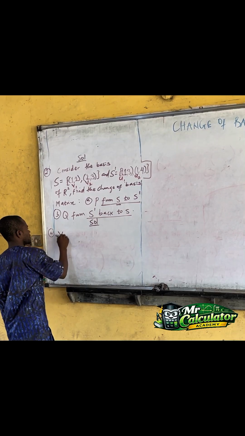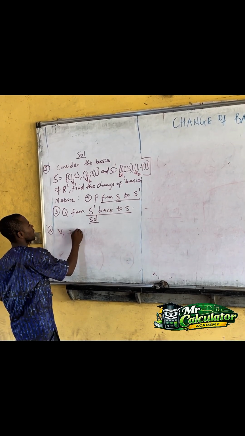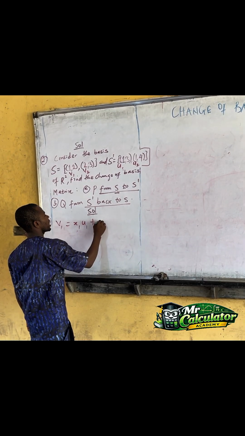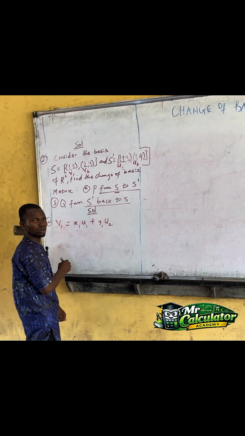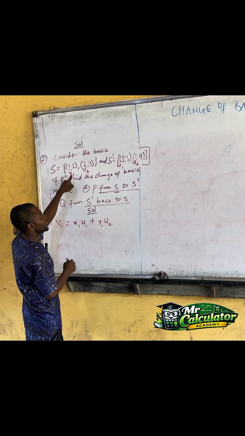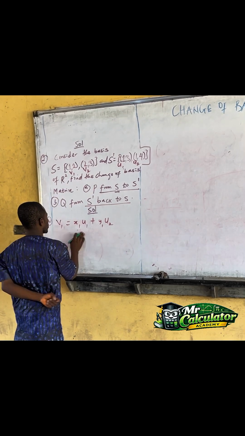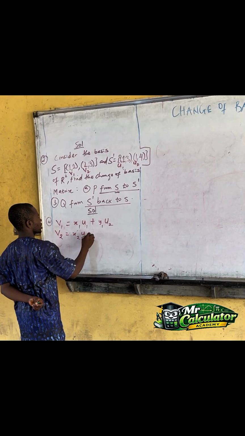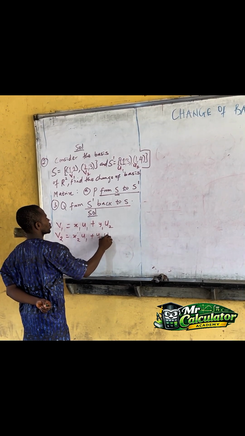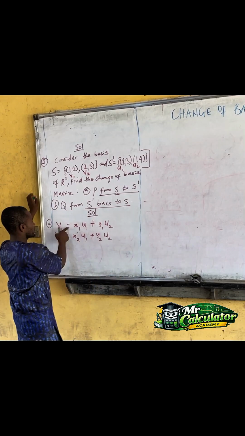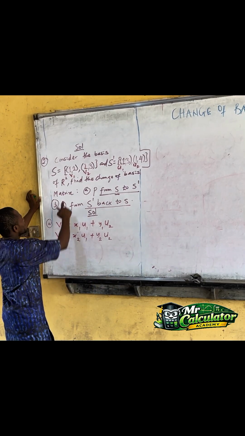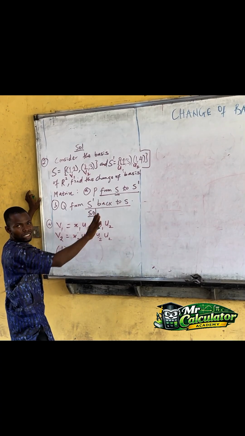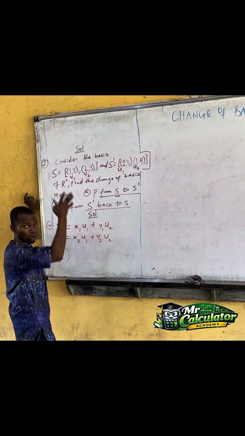Which means V1 is equal to X1 U1 plus Y1 U2. Don't forget my V1 is now this. And V2 will be X2 U1 plus Y2 U2. So let's continue. I'm starting with the first one, V1. What is my V1 now? 1 and 2 direct. Instead of writing this in the form of a row, just write it in the form of a column.